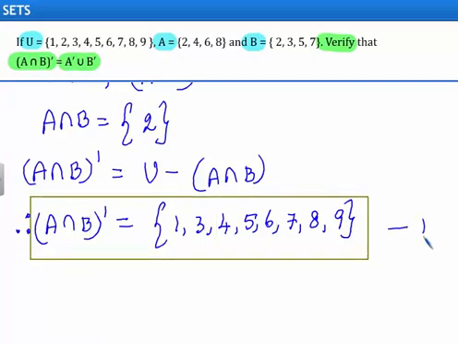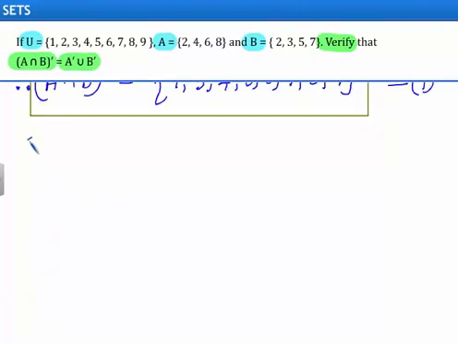Let us name this as equation 1. Next, let us consider A complement union B complement.